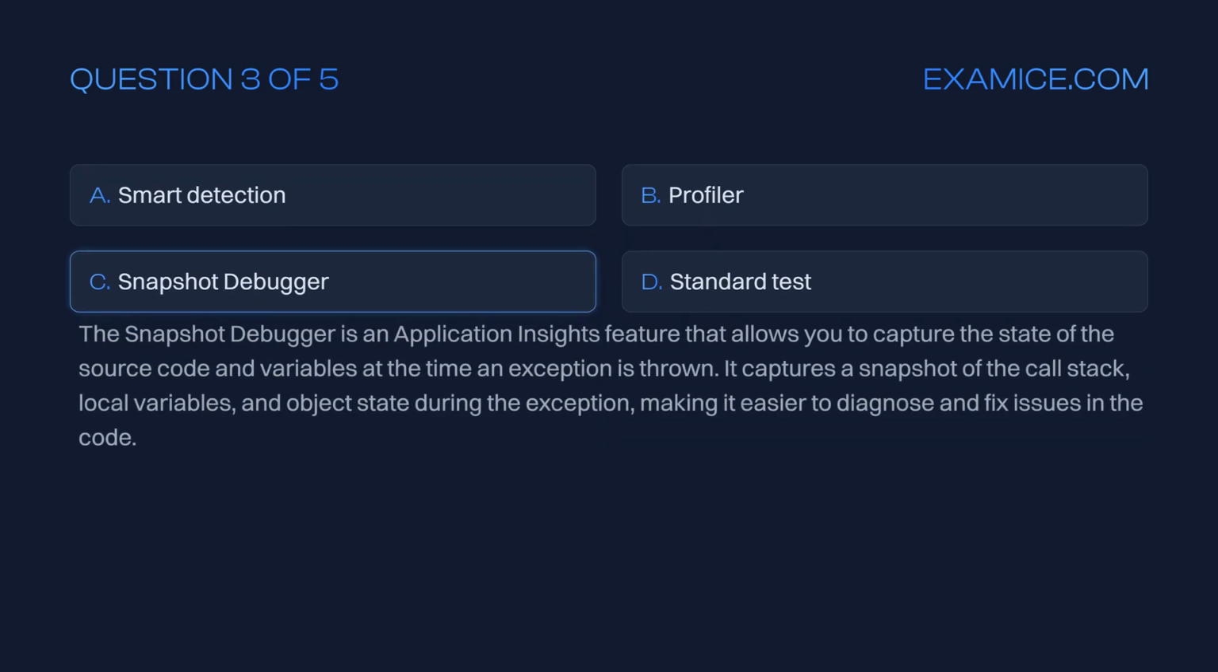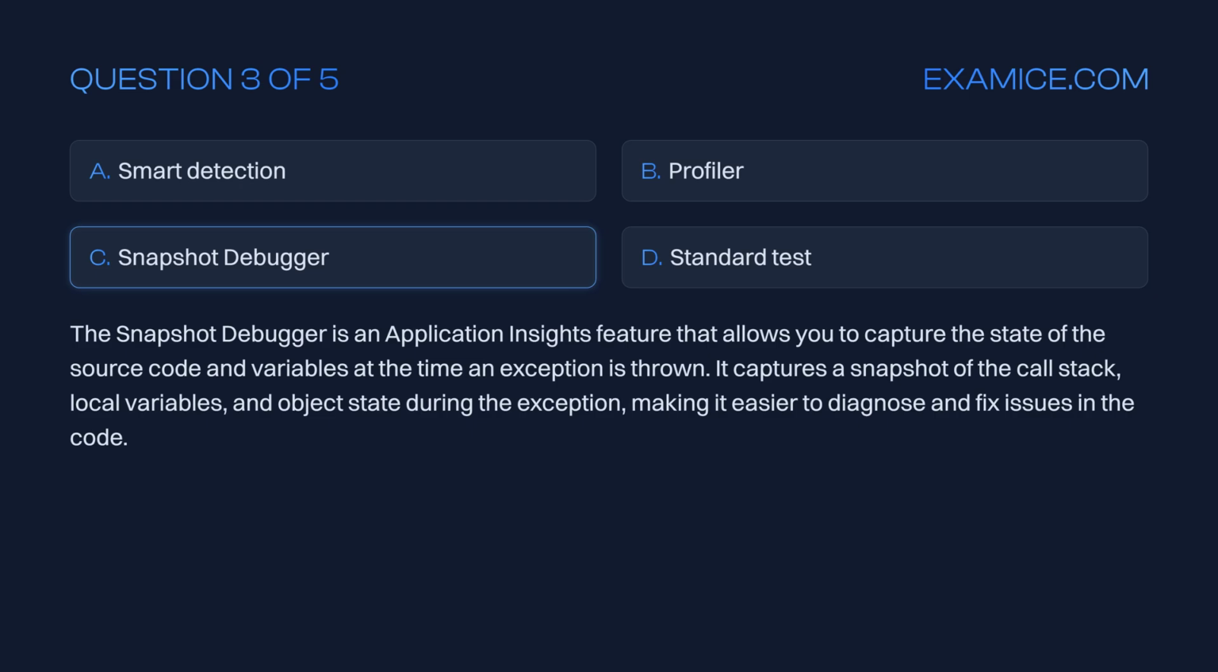The answer is option C. The Snapshot Debugger is an Application Insights feature that allows you to capture the state of the source code and variables at the time an exception is thrown. It captures a snapshot of the call stack, local variables, and object state during the exception, making it easier to diagnose and fix issues in the code.